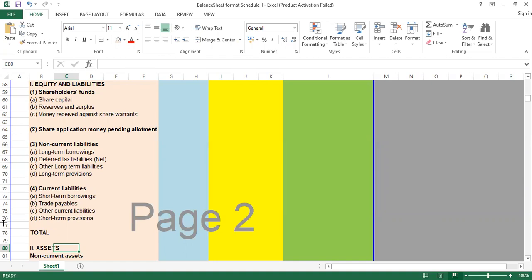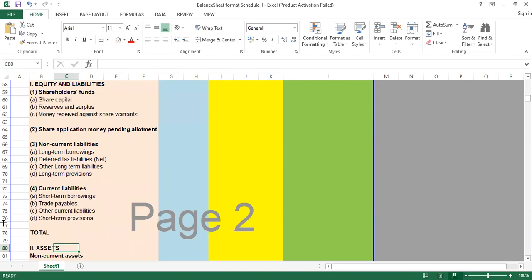Okay. So first is your liability, but in a limited company, we don't call it liability. It is titled as equity and liabilities. In that, first we have number one, shareholders' funds. In the shareholders' funds, we have share capital, then reserves and surplus, then money received against share warrants. Then second is share application money pending allotment.